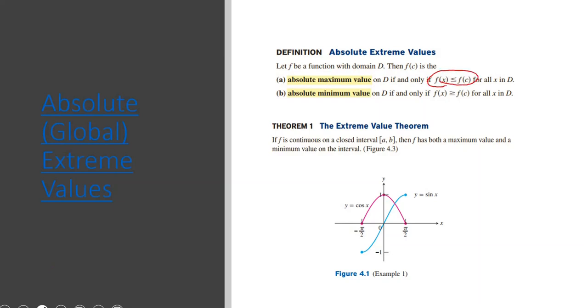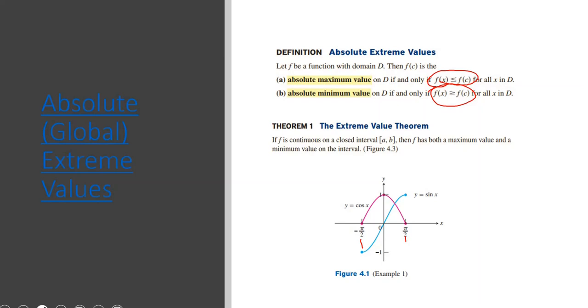we have absolute maximum value on D, and again D is the domain. In our case right here in figure 4.1, the domain would be negative pi over 2 to positive pi over 2. It's an absolute maximum value on a domain if and only if f of x is less than or equal to f at c, and c is going to be, in this case, a maximum value. And we have a similar definition for the absolute minimum value. So an absolute minimum value on a function is where the function at some point c, where every other value of the function is greater than that.